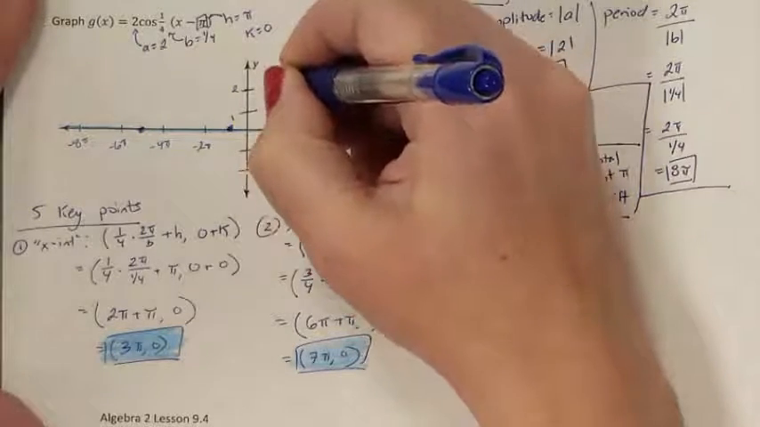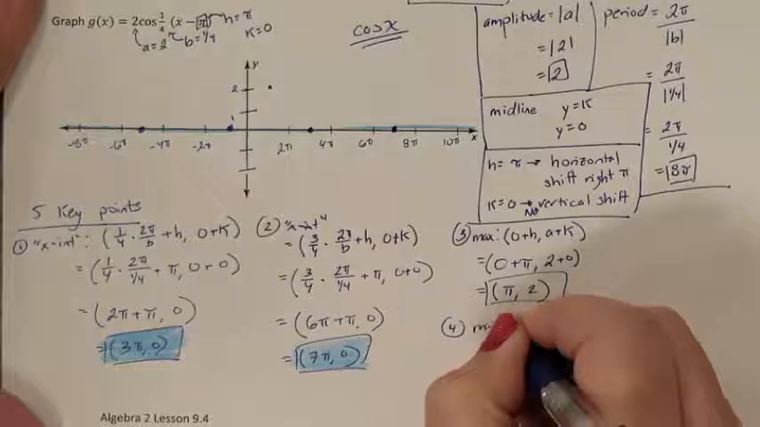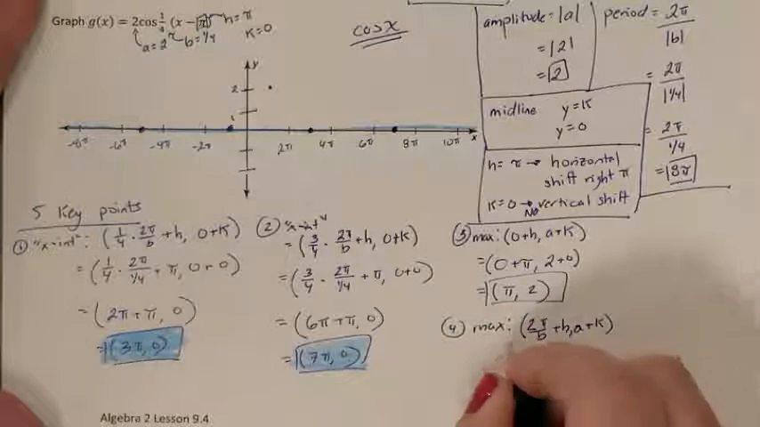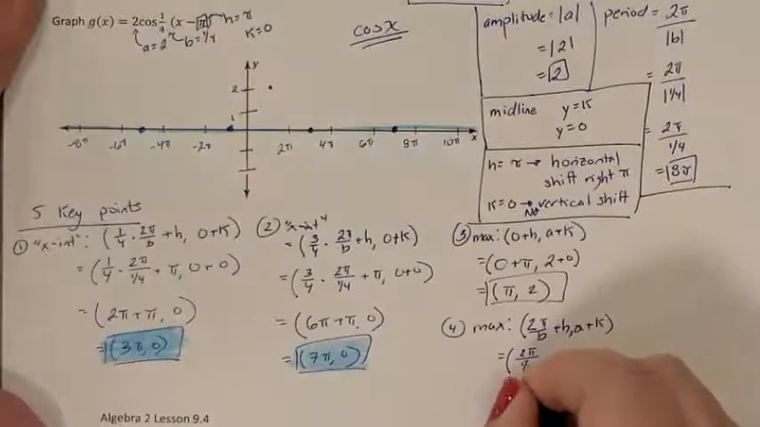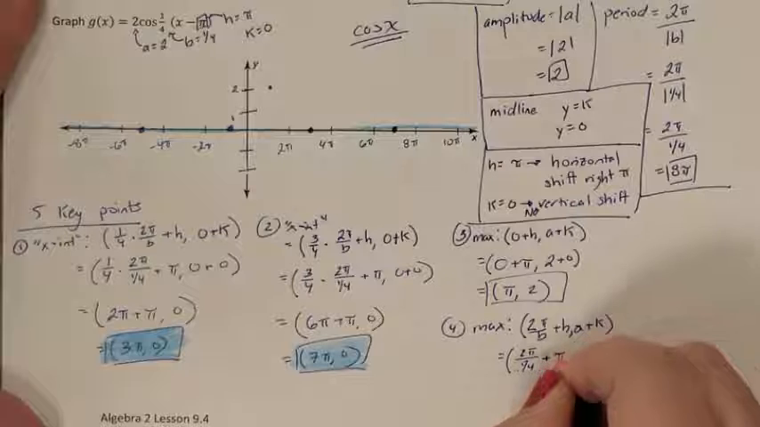My second max: h is with the x, k is with the y. My b is 1/4. My h is pi.